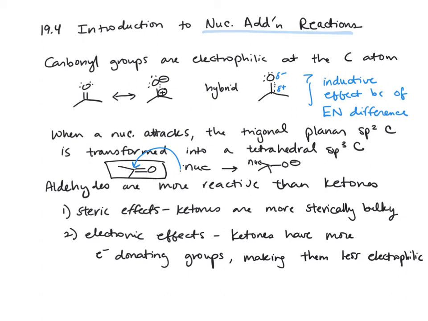When we compare the reactivity of aldehydes and ketones, we see that aldehydes are more reactive than ketones. Why is that? The first reason is steric effects. Ketones are more sterically bulky than aldehydes. And the second reason is electronic effects. Ketones have more electron donating groups, which makes them less electrophilic.